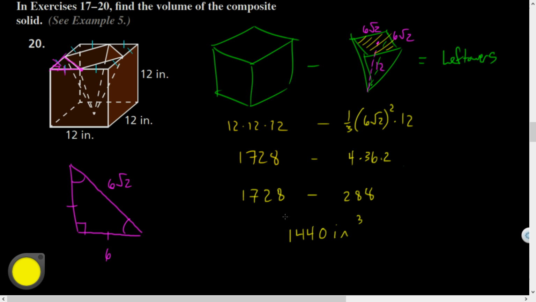inches cubed. So these composite volumes, you just do volume addition postulate, right? Little volume plus little volume equals big volume, and then you could subtract and find what you need.